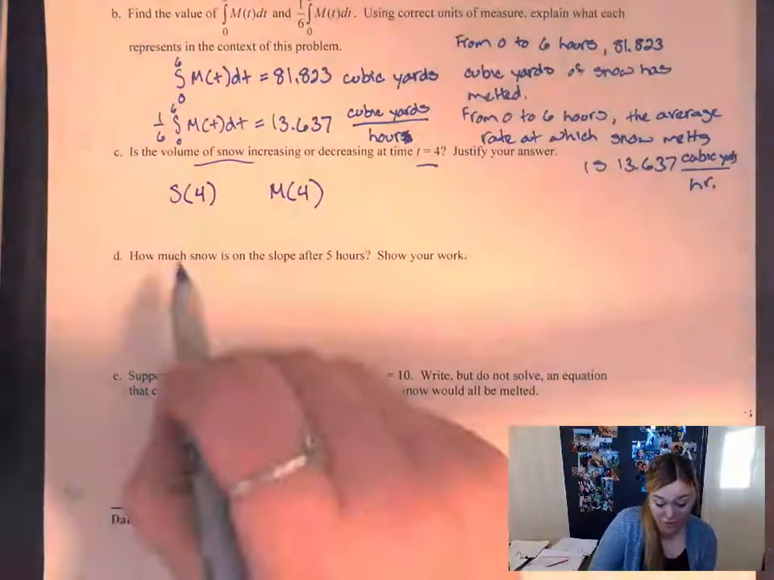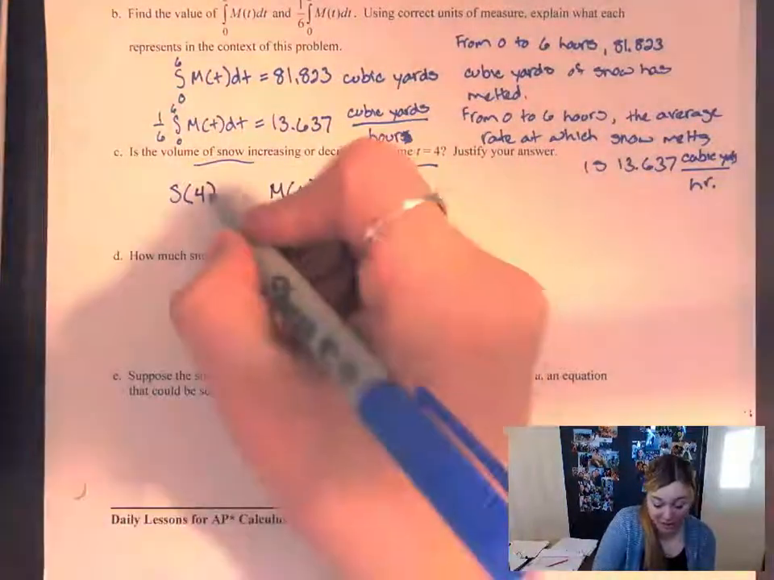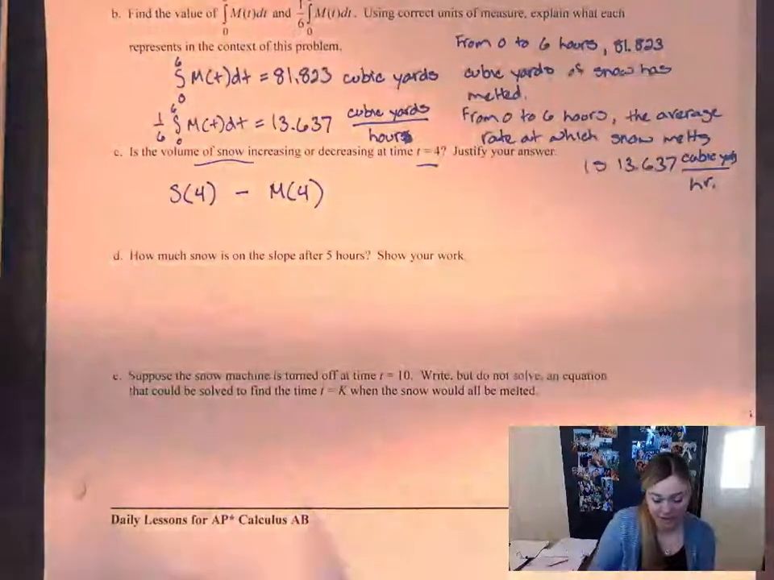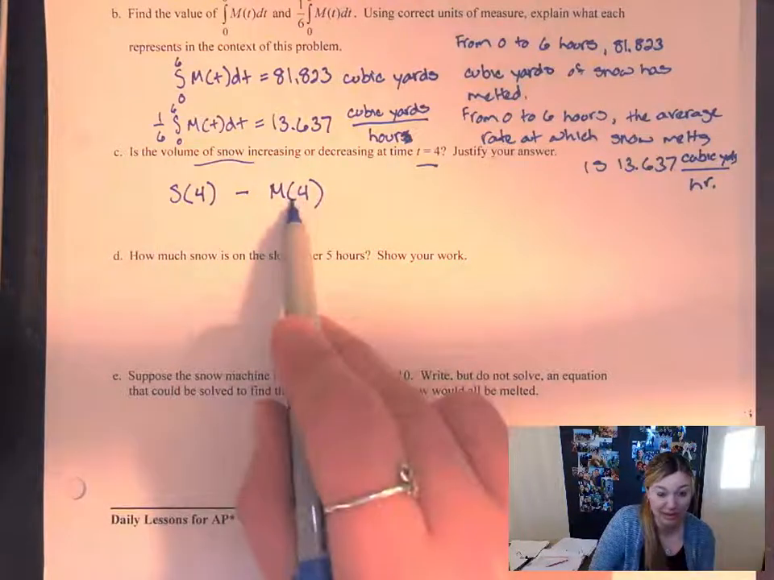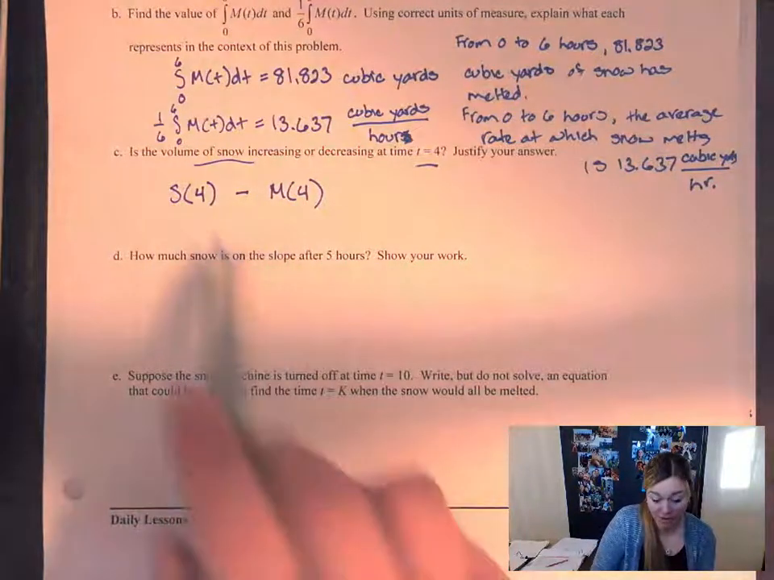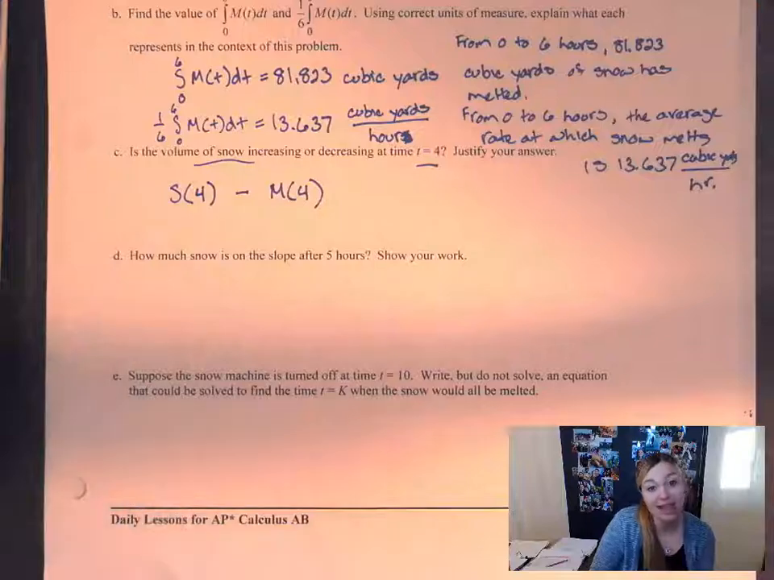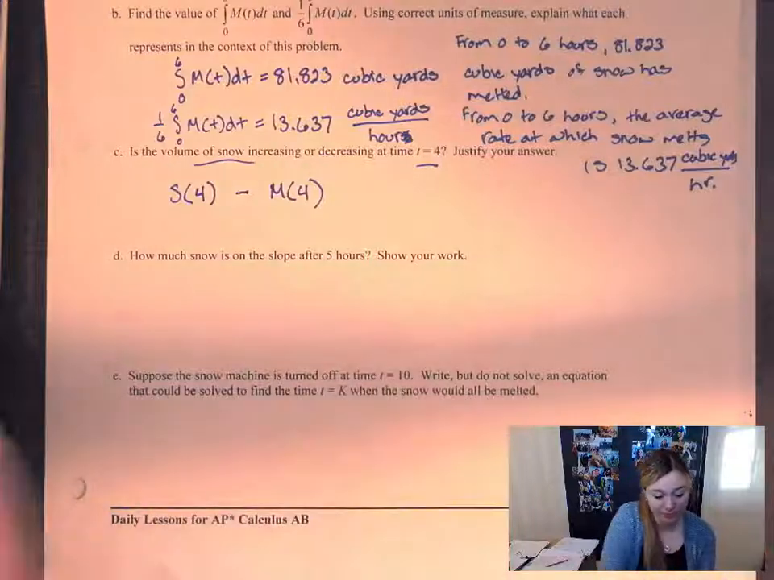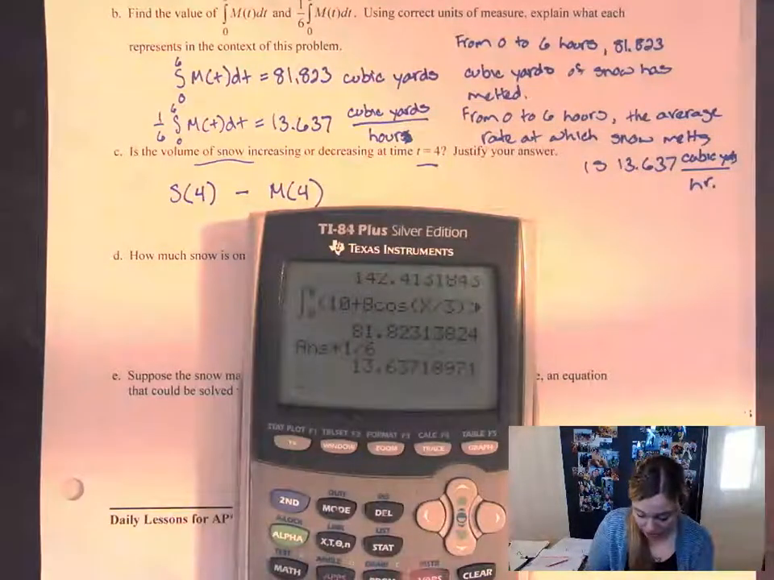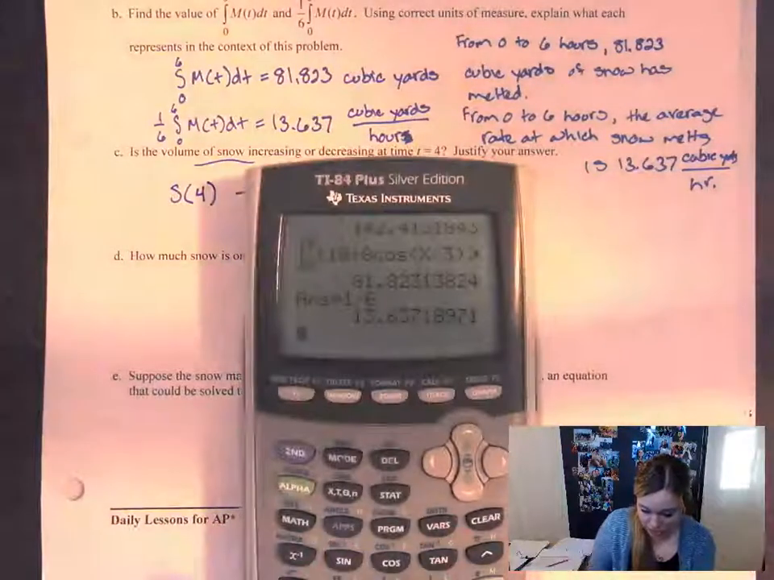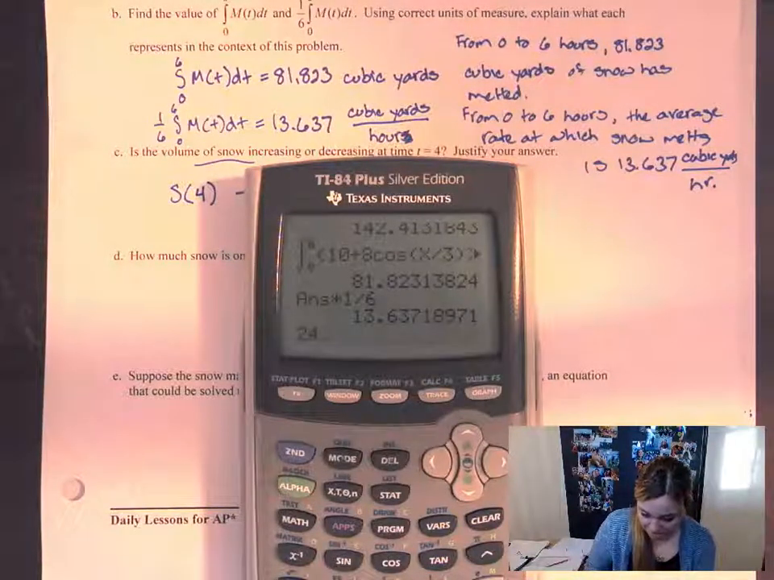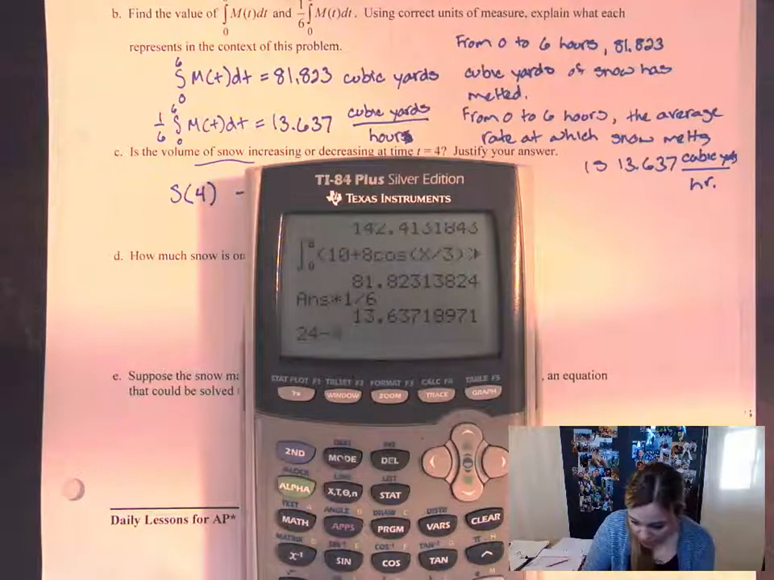Or you could say, well, the derivative of this entire function would be s of 4 minus m of 4, because this is the rate the snow is being added. This is it's melting. If my value of this, s of 4 minus m of 4, is negative, I know the volume of snow is decreasing. Positive, increasing. So what I can do is I can say, I just want the function value at 4. So here I'm going to do 24 minus, this was t, so, and I can put in 4.